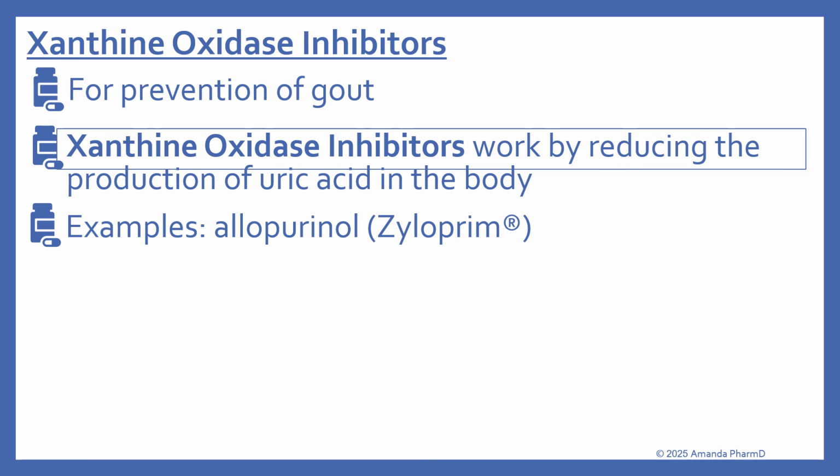And next are the xanthine oxidase inhibitors. These are for the prevention of gout. The xanthine oxidase inhibitors work by reducing the production of uric acid in the body. And an example of this is allopurinol, brand name is Zaloprim.